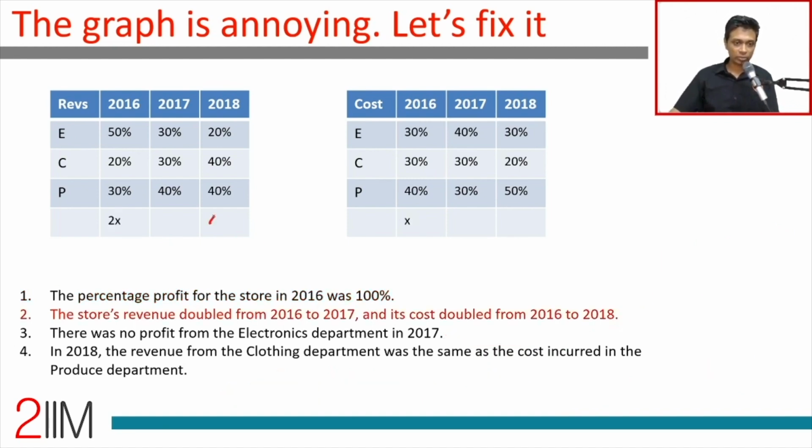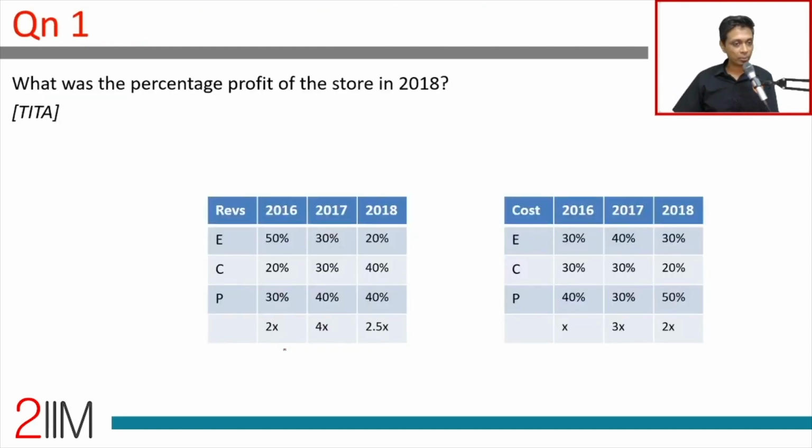X and 2X. This becomes 4X. Sorry, this is 4X. This is 2X. We found out that this was 3X and this was 2.5X. Now we are done. The whole grid is staring us in the face. You can just go ahead and completely solve and attempt all questions straight away.